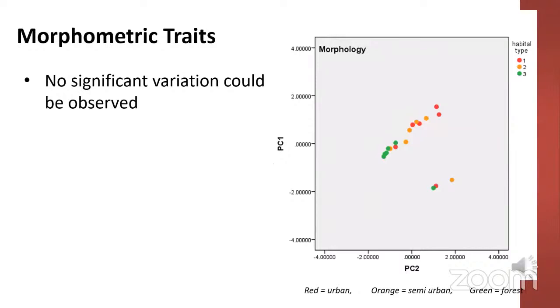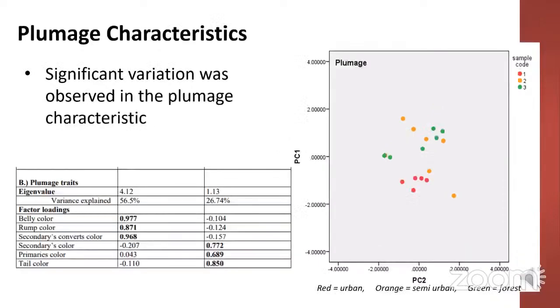In the morphometric analysis using PCA, there was no significant variation observed. This tells us that the bird's body and structure is not affected despite the presence of heavy metals. But in the plumage analysis using PCA, there is a significant variation shown by birds in the urban landscape. From this, it could be understood that heavy metals have an effect on the feather color of birds.